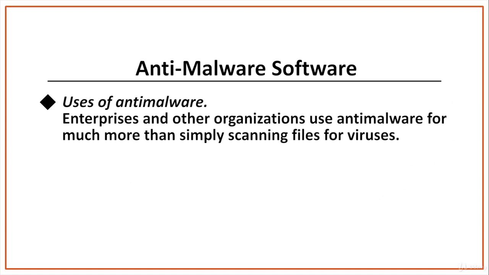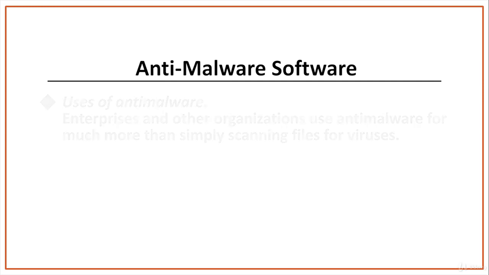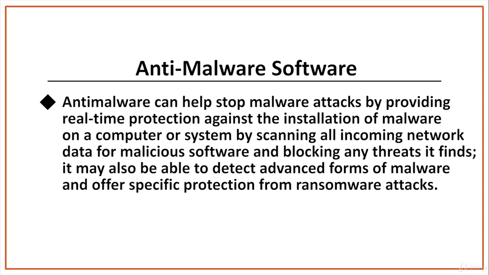Uses of anti-malware. Enterprises and other organizations use anti-malware for much more than simply scanning files for viruses. Anti-malware can help stop malware attacks by providing real-time protection against the installation of malware on a computer or system by scanning all incoming network data for malicious software and blocking any threats it finds. It may also be able to detect advanced forms of malware and offer specific protection from ransomware attacks.